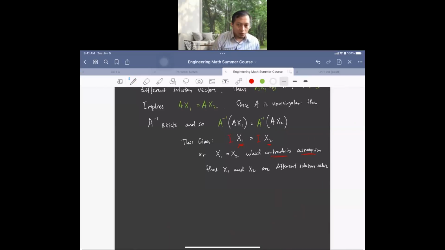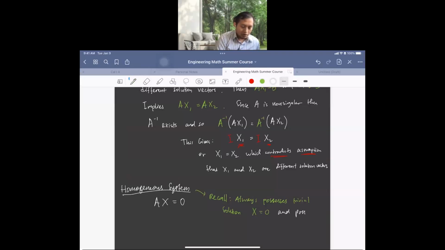So another perspective is we also have the homogeneous system. Homogeneous system. We can write AX, it's not equal B, so it's just equal 0. 0 means the zero matrix. Okay, homogeneous system. Recall, we always possess the trivial solution x equals 0. Okay. And possibly an infinite number of solutions.